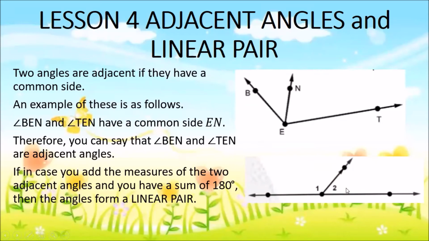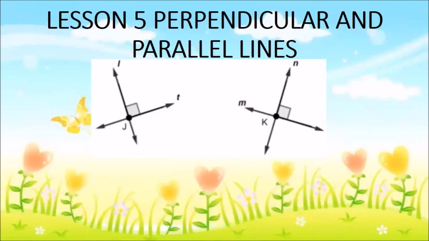Angle 1 and angle 2 are adjacent angles, linear pair, and at the same time, supplementary angles. Mostly, the same goes for complementary angles, they can be adjacent and at the same time, complementary angles. Next, the perpendicular and the parallel lines.